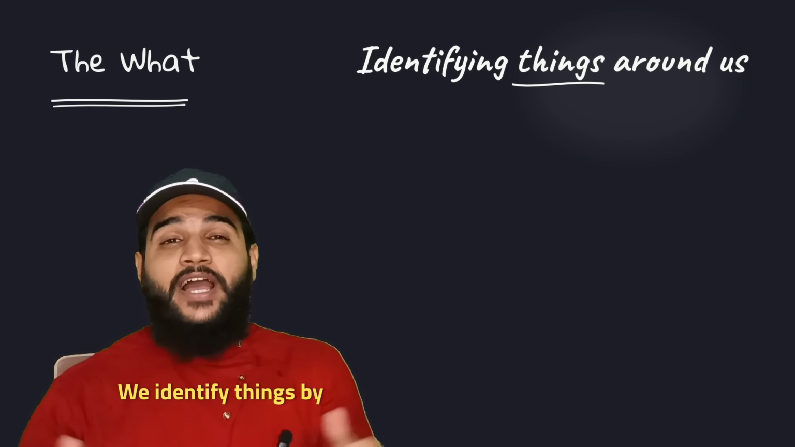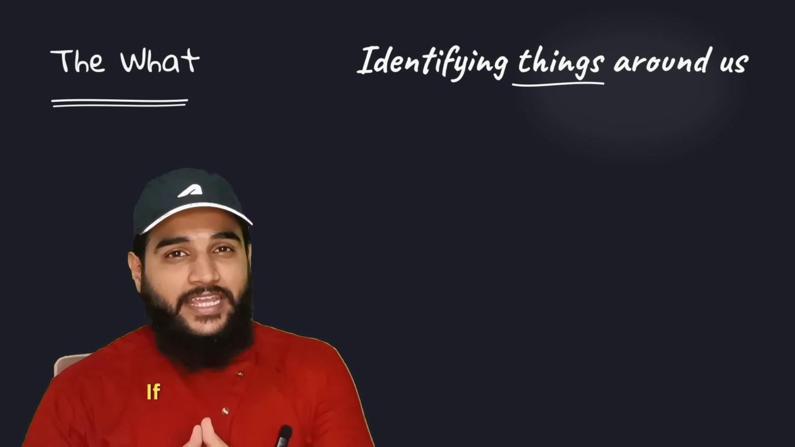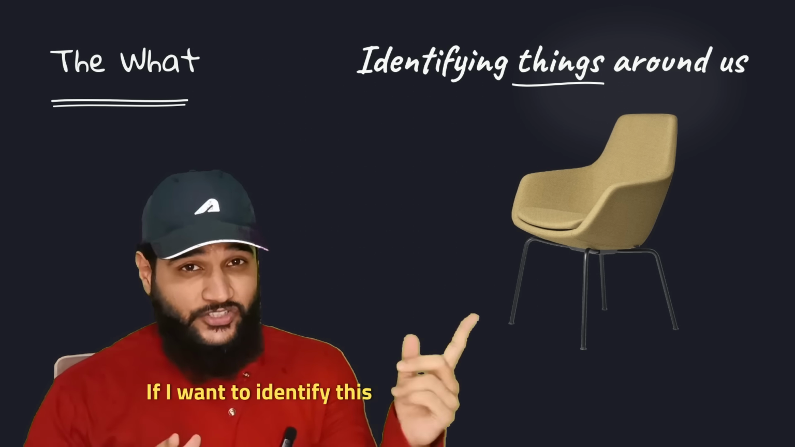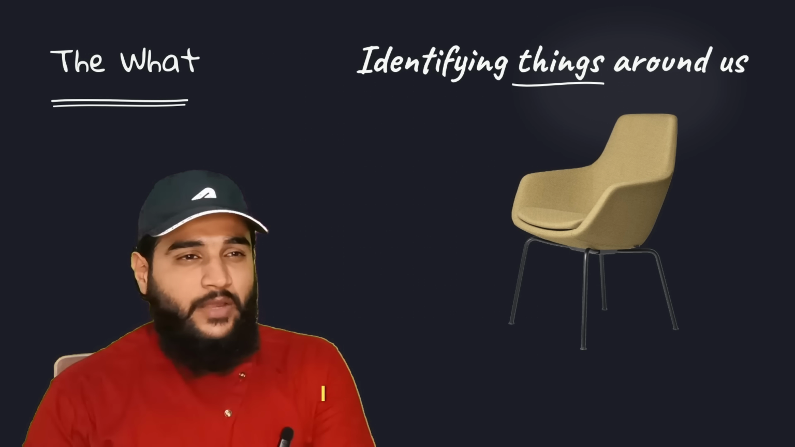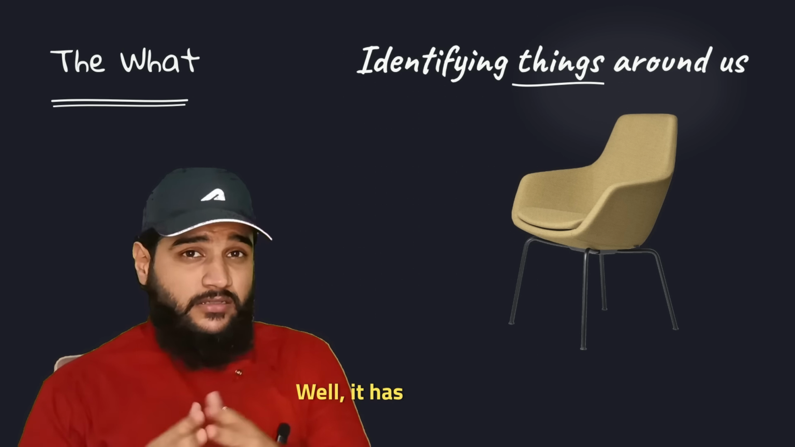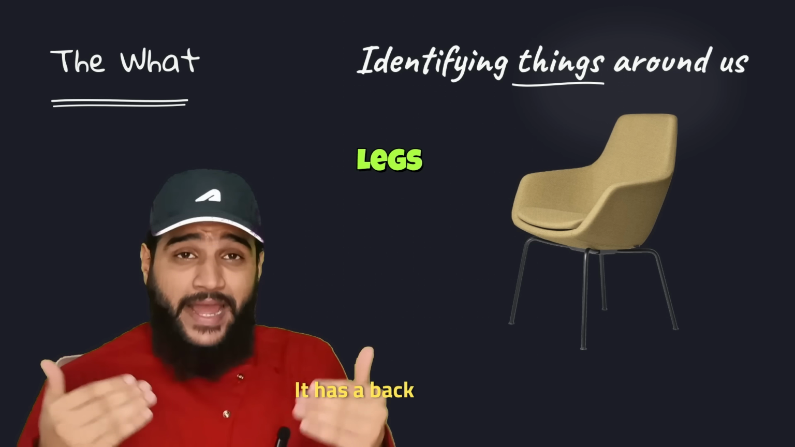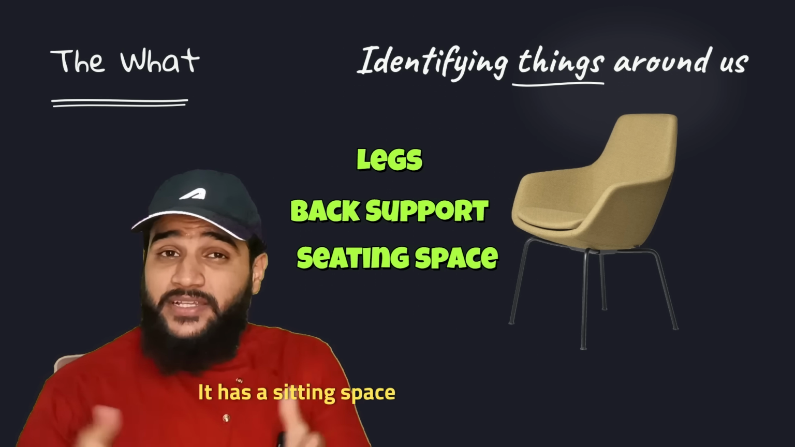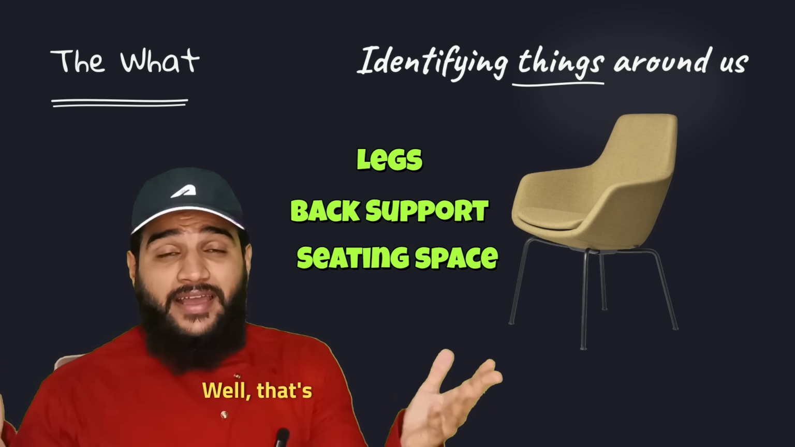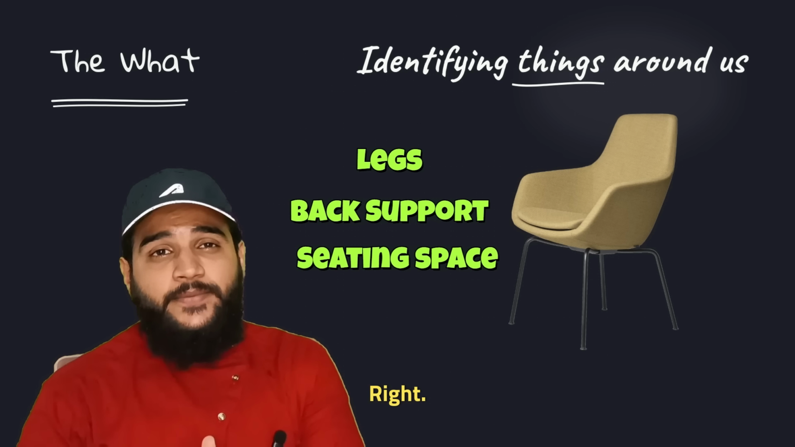We identify things by how they appear. Just think about it. If I want to identify this chair, what would I look for? I would look for, well, it has four legs, it has a back support, it has a sitting space for the person to sit. Well, that's how it qualifies to be a chair, right?